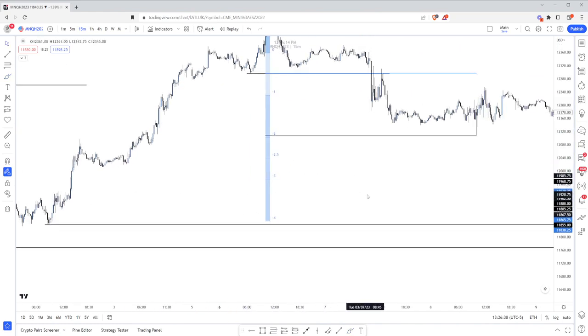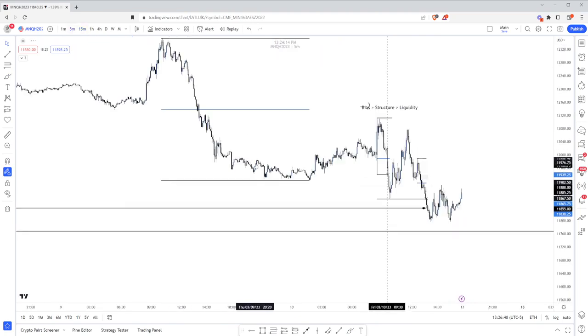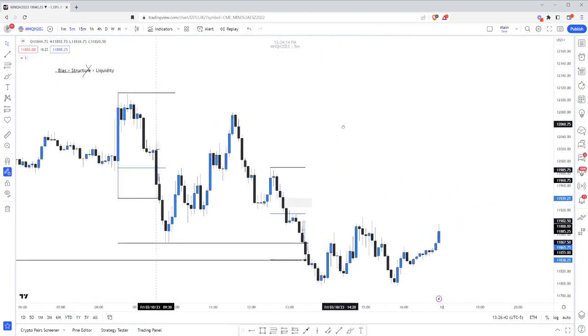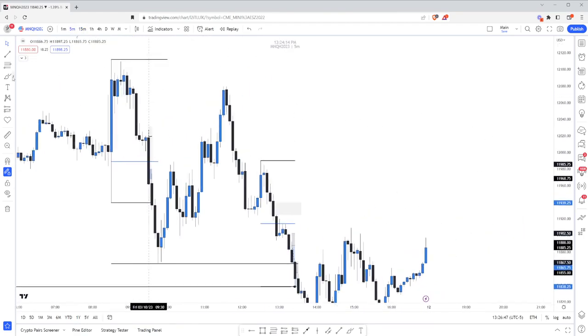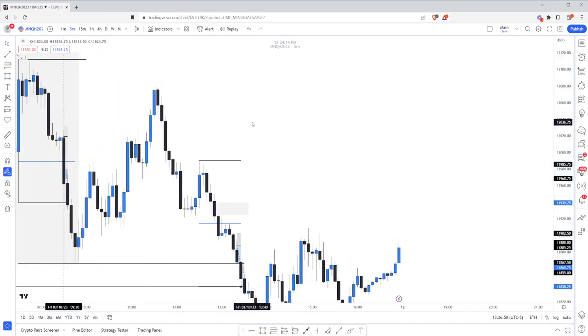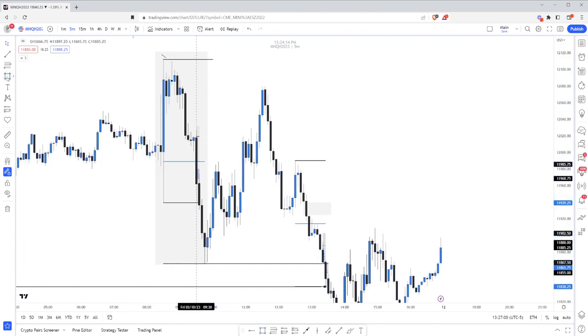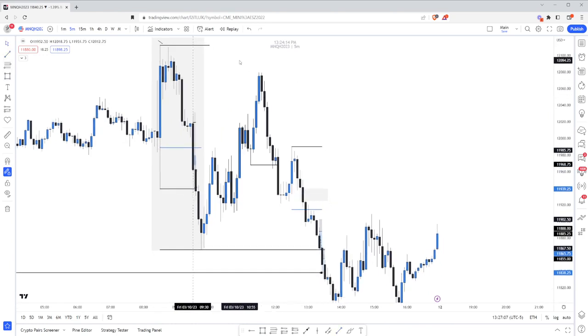But what I was really looking at was, okay, here was the most recent displacement structure. So if I'm looking at the whole external structure in the 5 minute, it's right here, right? Let me draw a rectangle on it so you can see. Right here, that was the displacement leg of external structure. But once we come back up into a premium, just like we were talking about on the daily, and we got a displacement down, then I have a new leg of displacement structure.